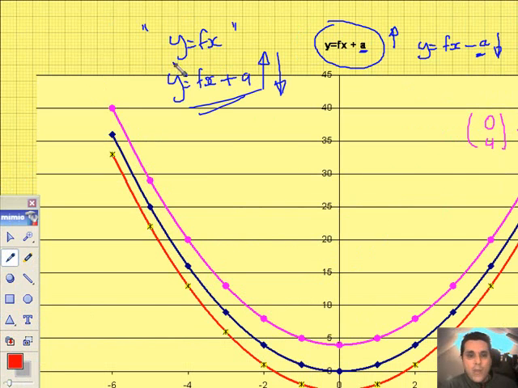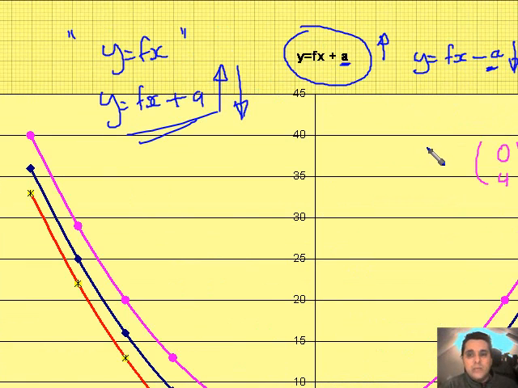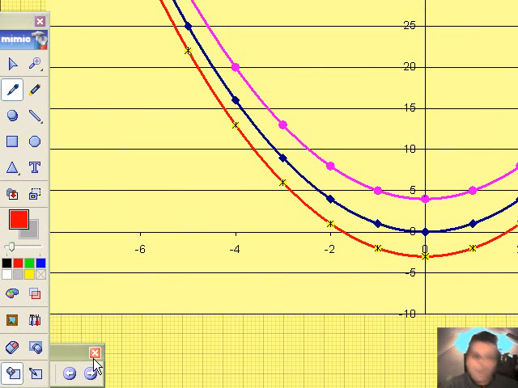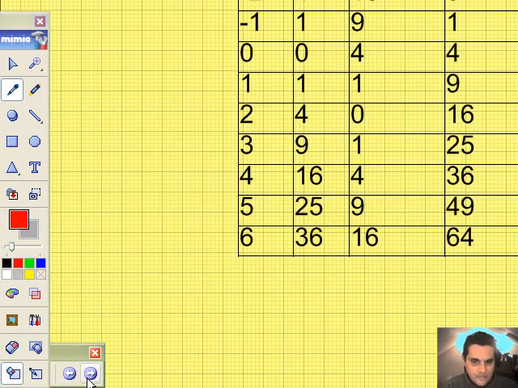The general equation, y equals some sort of function of x. I can move it up, y equals f(x) plus a, or I can shift it down, y equals f(x) minus a, and the a number will tell you how many units up or down you shift the graph. Alright, and they can be described as vectors. Let's try and get one more into this introductory video.